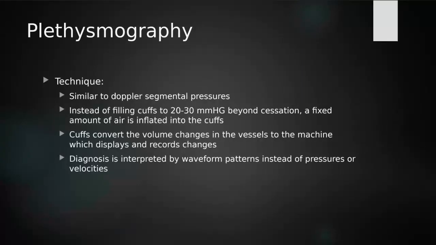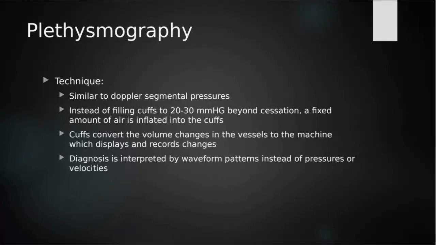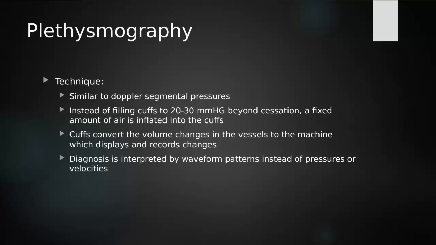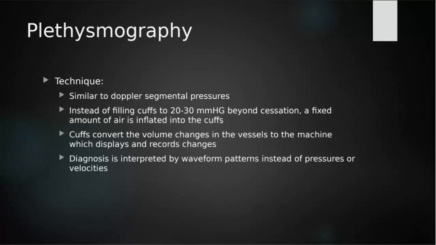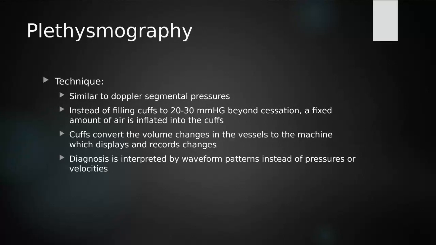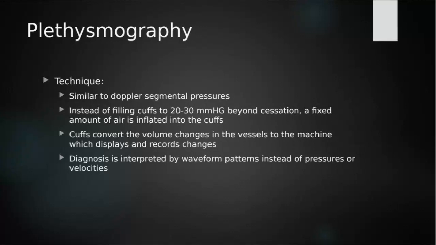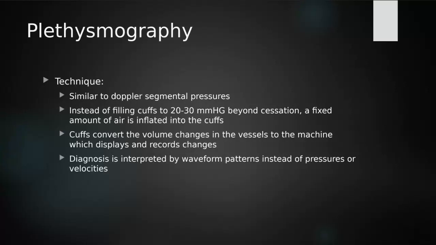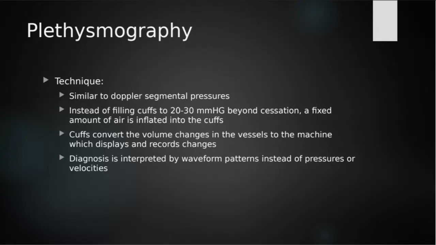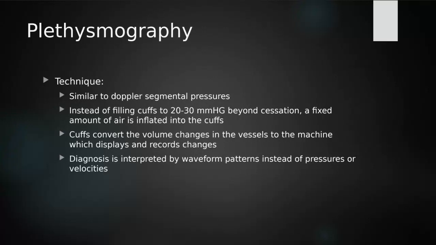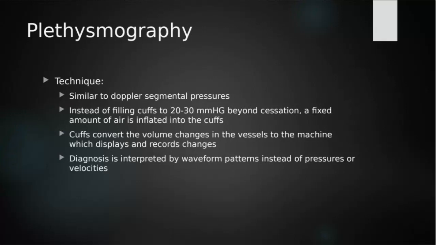So what is this? How is this different? How does this work with Doppler segmental pressures? It's extremely similar, and we're usually doing these at the same time. It's just collecting different information from that segmental pressure. So instead of filling the cuffs 20 to 30 millimeters beyond when the flow stops, a fixed amount of air is going to be inflated into the cuffs. So whatever your protocol is, whatever your facility guidelines are, we are going to tell the machine, okay, inflate to 150 millimeters of mercury. And then we're going to see what happens to that waveform.